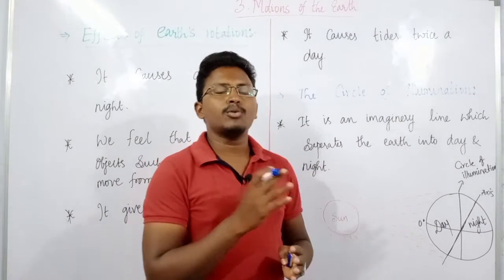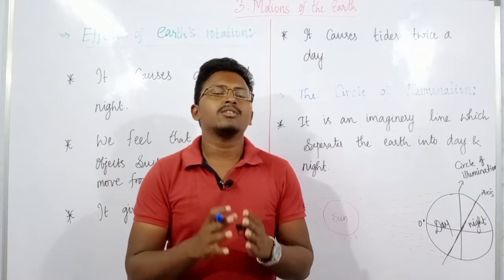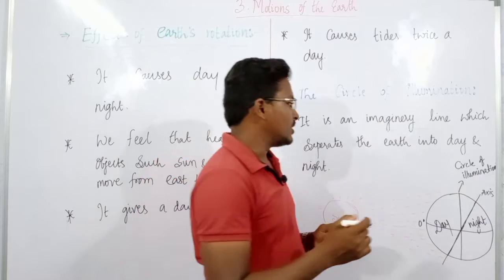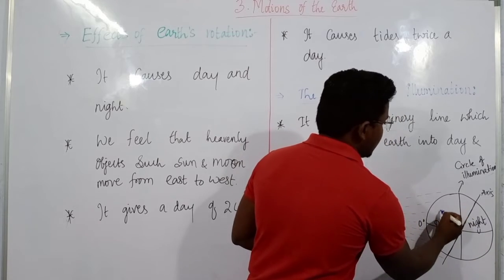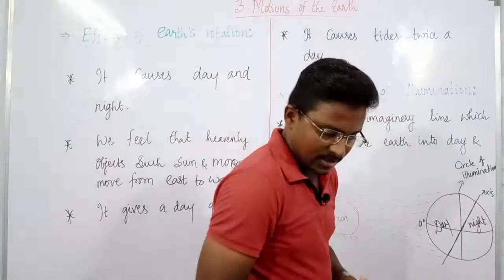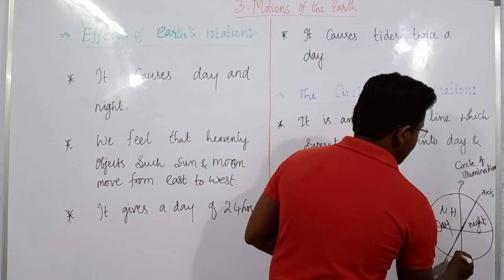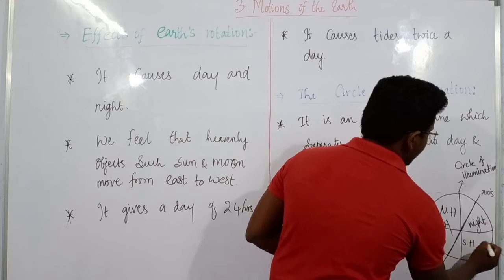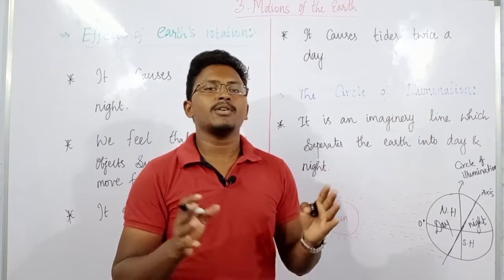But one more important thing is that the length of day and night is not the same everywhere. For example, as you all know, this is the equator. Above the equator, we call it the northern hemisphere, and below this we call it the southern hemisphere. So the length of the day as well as night is not the same everywhere on this earth.